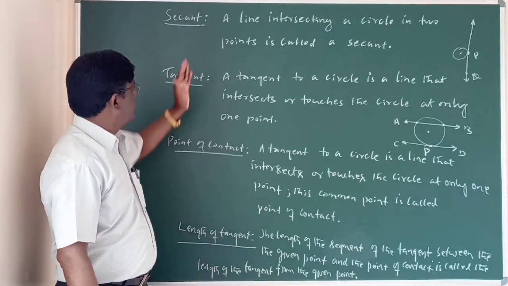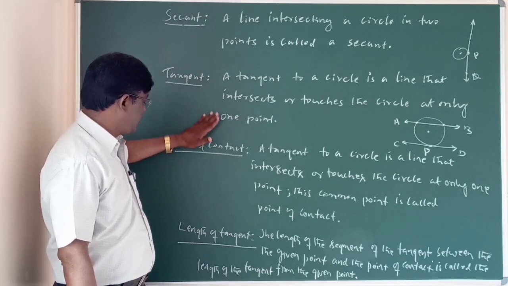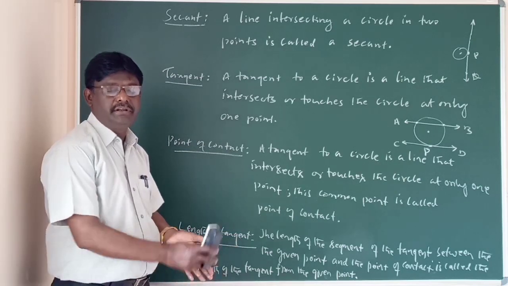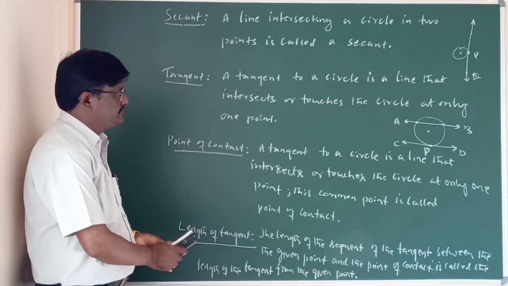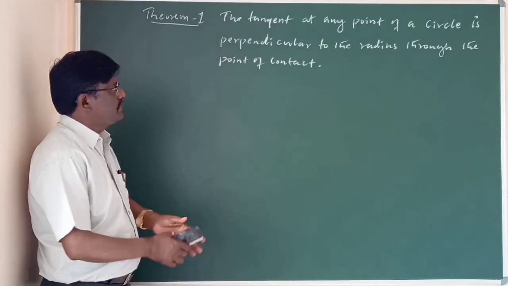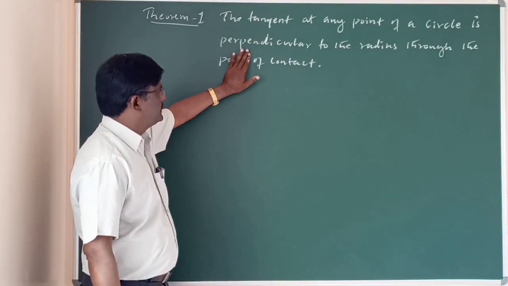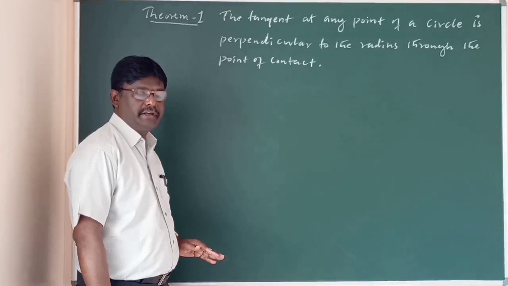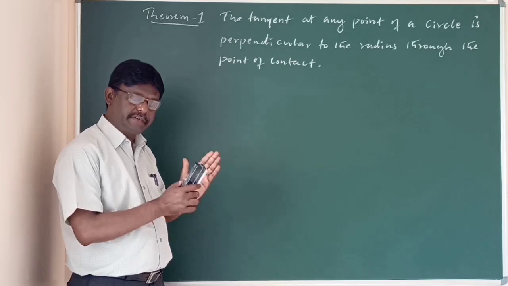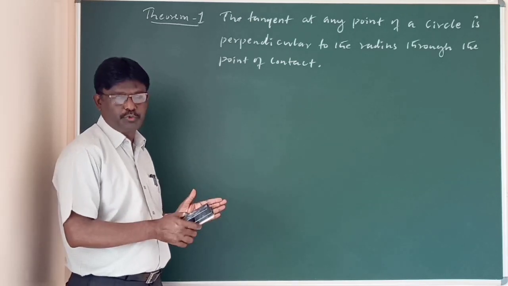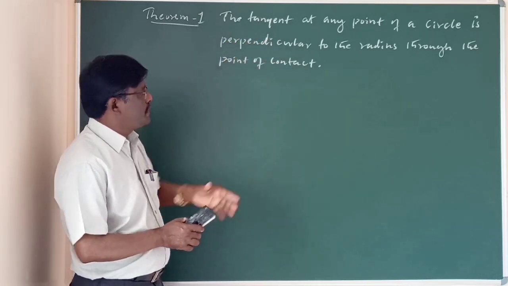Hence, children, with the help of these particular terms, secant, tangent, point of contact and length of tangent, we have two theorems. Now we shall try to prove those two theorems. Theorem 1. The tangent at any point of a circle is perpendicular to the radius through the point of contact. As we know, in a theorem, there are two parts. The first one is given. The next part we have to prove. Here what is given? The tangent at any point of a circle.